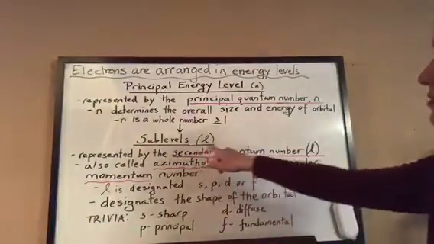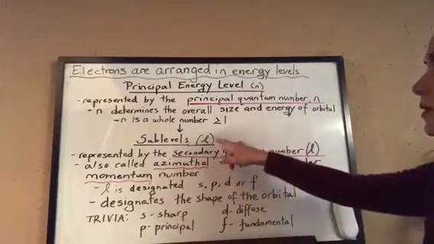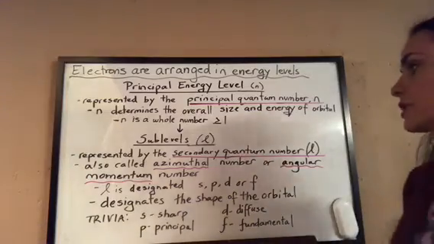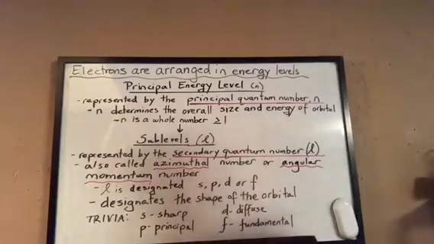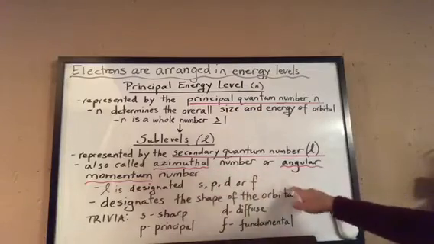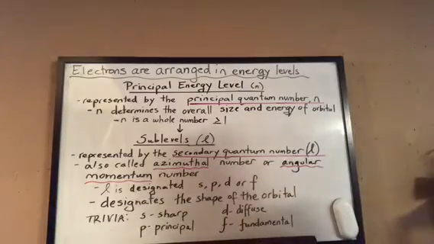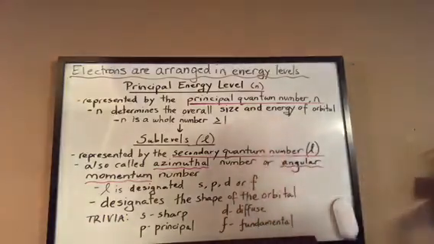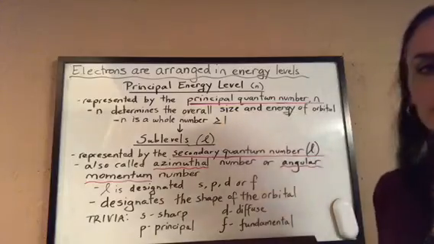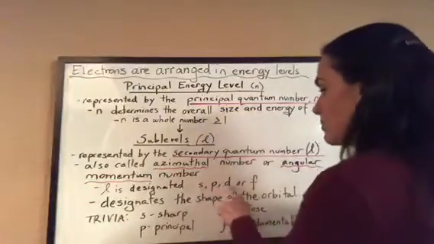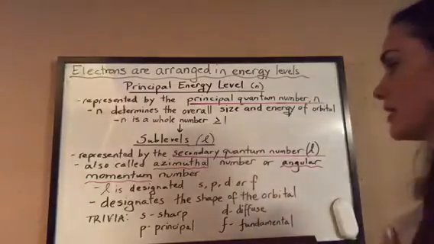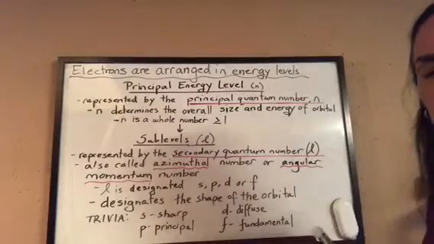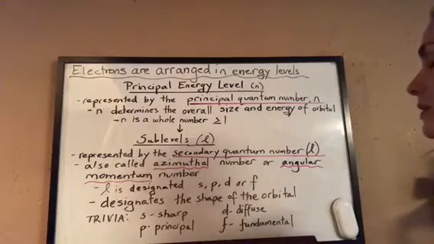The sublevels are represented by the secondary quantum number, which is a letter l, like an italicized l. Some traditional names for the secondary quantum number, it's also called the azimuthal number or the angular momentum number. All of those terms refer to sublevel designation, the secondary quantum number. The sublevels are designated by s, p, d or f designation. So we have an s sublevel, a p sublevel, a d sublevel, an f sublevel to organize these electrons that are part of the atom.